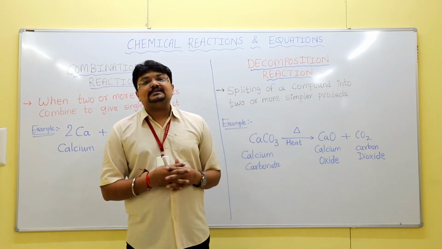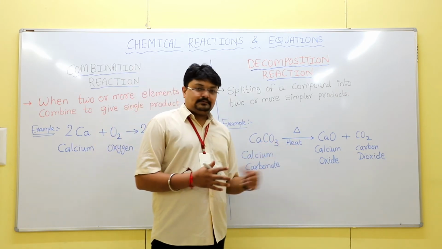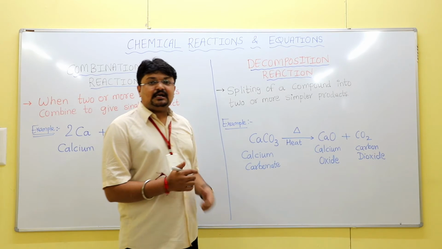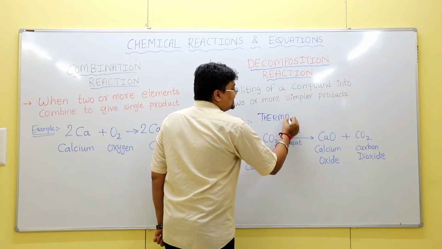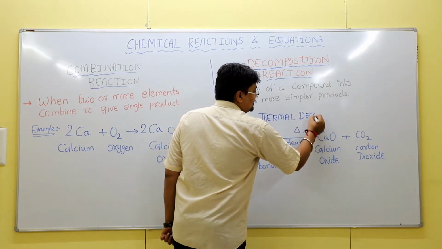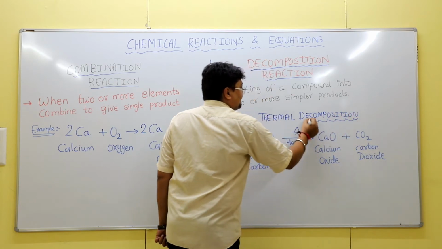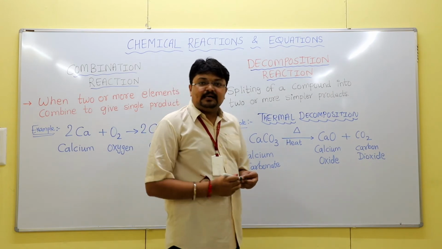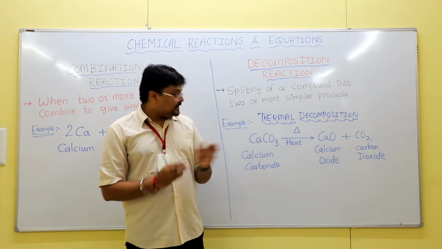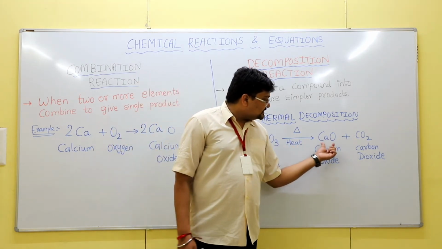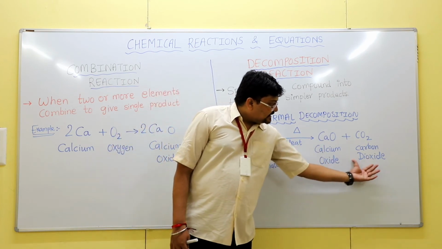Students, decomposition reactions take place only under certain conditions. For example, you need to give heat. Such a type of decomposition is known as thermal decomposition. Why thermal decomposition? Because heat is given. So in this decomposition reaction heat is involved. If you give heat, the compound will be split into simpler compounds, that is CaO and CO2. So here calcium carbonate on heating gives calcium oxide and carbon dioxide.